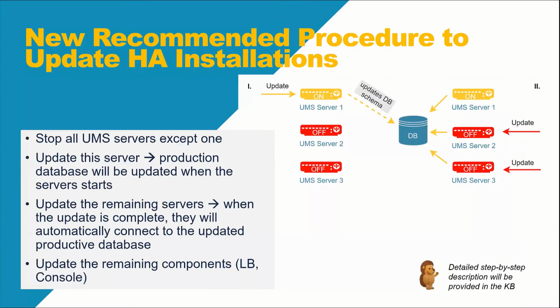So how does the new process work? You have to stop all UMS servers except one. You start with the update of the first server, and the production database will be updated immediately. Then you can update the remaining servers, and these servers will directly connect to the updated productive database. And at the end, you just update the remaining components. On our knowledge base, you will find a detailed step-by-step description for both procedures to help you update your high availability installation.